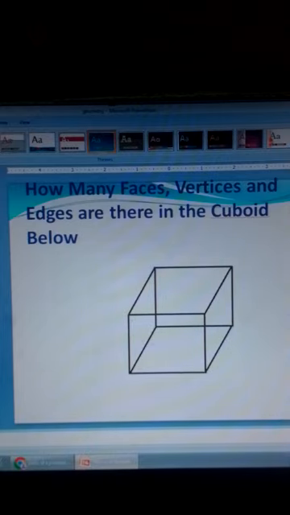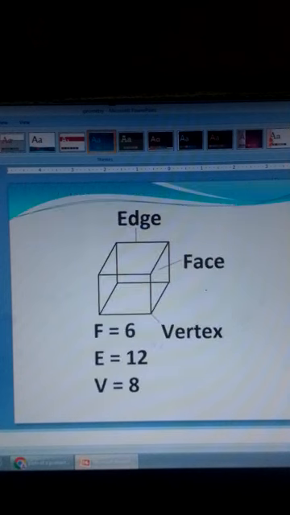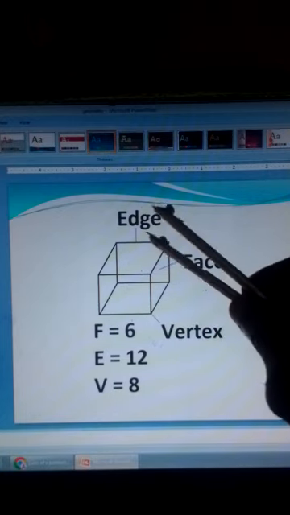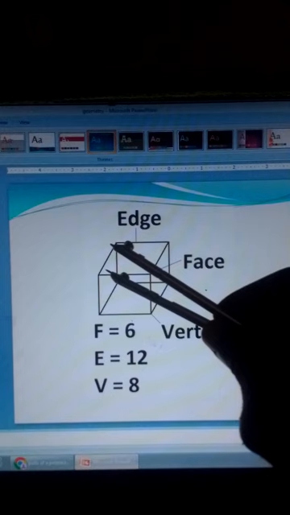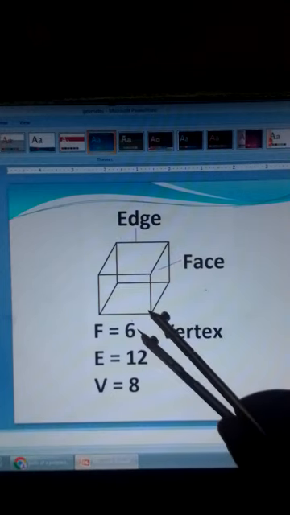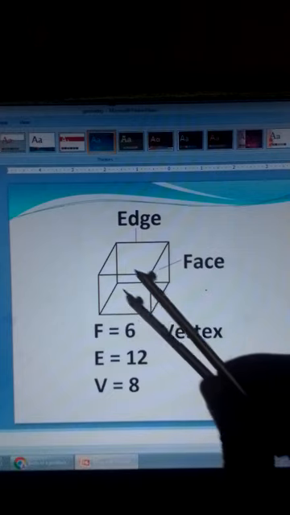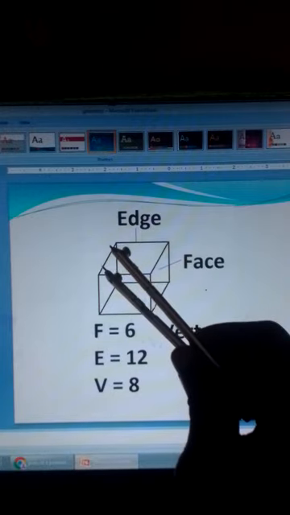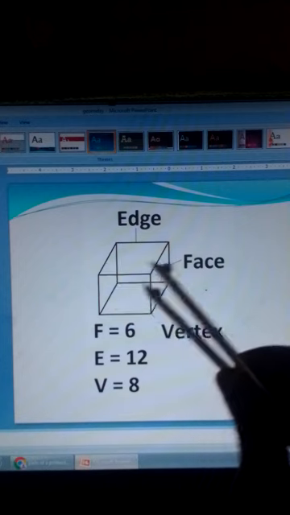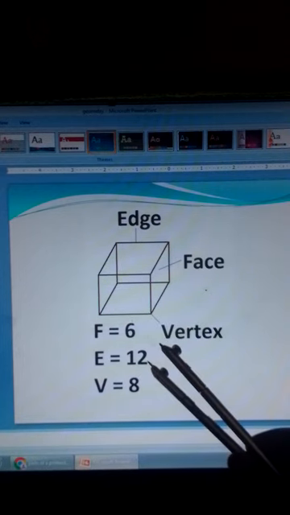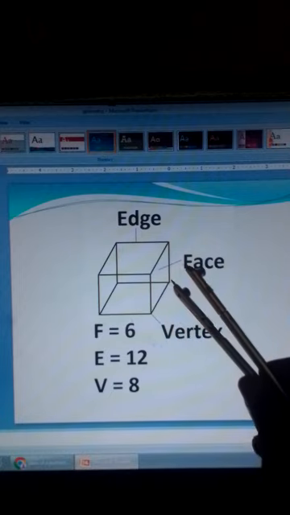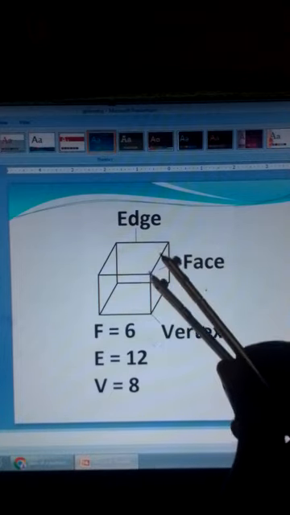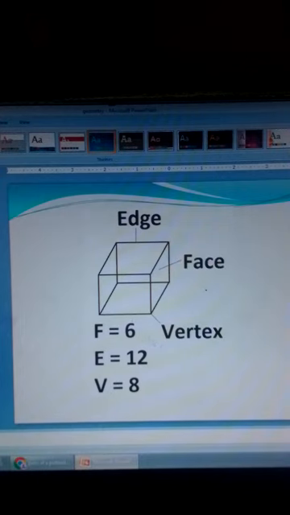So how many faces, vertices, and edges are there in the cuboid shown? So we can count the number of faces. They are 1, 2, 3, 4, 5, 6. So faces are 6. Edges are 1, 2, 3, 4, 5, 6, 7, 8, 9, 10, 11, 12. So edges are 12. How about vertices? They are 1, 2, 3, 4, 5, 6, 7, 8. 8 vertices. That is what we do.